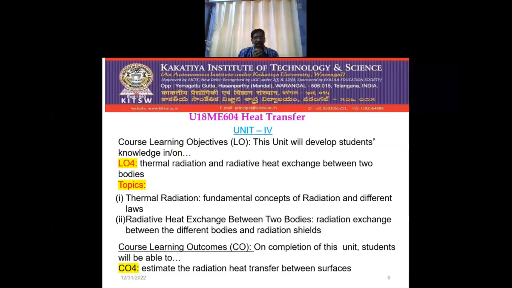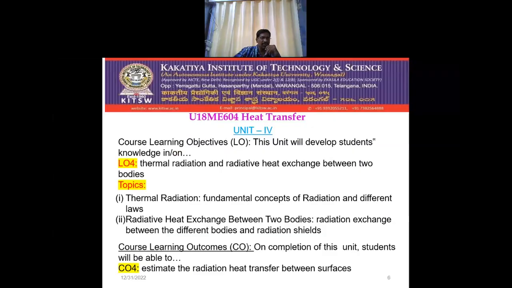unit is the fourth unit, where we are going to discuss a very important mode of heat transfer, that is radiation. We are going to discuss what the mechanism of heat transfer due to radiation is, and once you complete this course you will be able to analyze radiative heat transfer between two bodies, as well as understand the concept of the principle of thermal radiation. You will be able to estimate the radiation heat transfer between the surfaces.